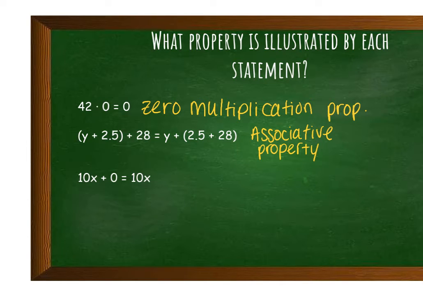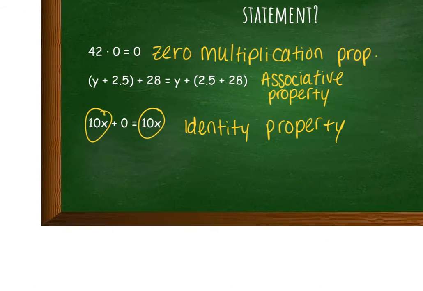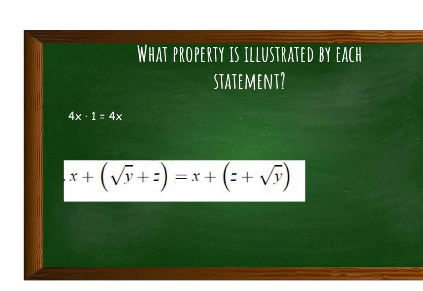Okay? And the next one, the last one for this page, 10x plus 0 equals 10x. I see 10x here, I see 10x here. We added 0 and we got the same answer. That's the identity property. All right, got some more practice. So 4x times 1 equals 4x. Same thing, we had 4x, all we did was multiply by 1, which is also the identity property.